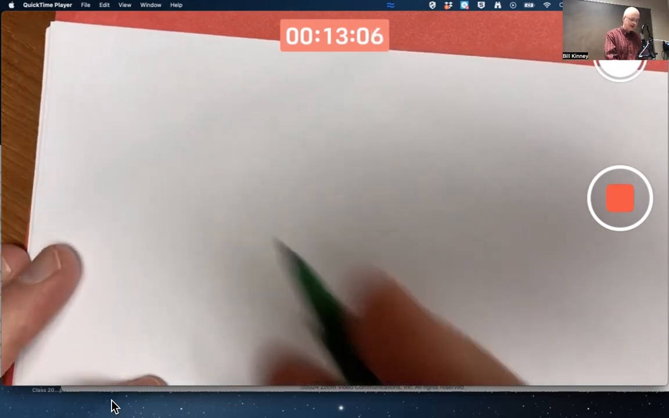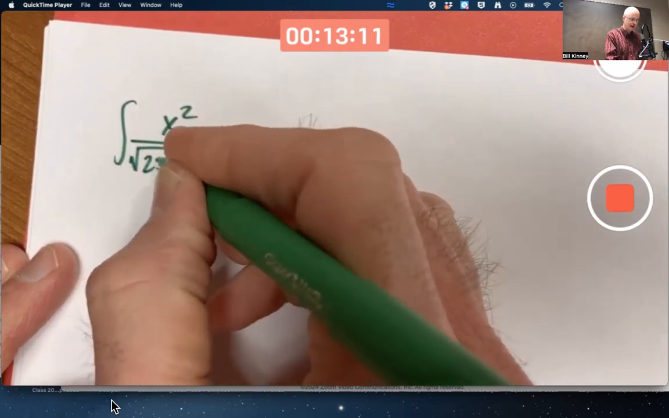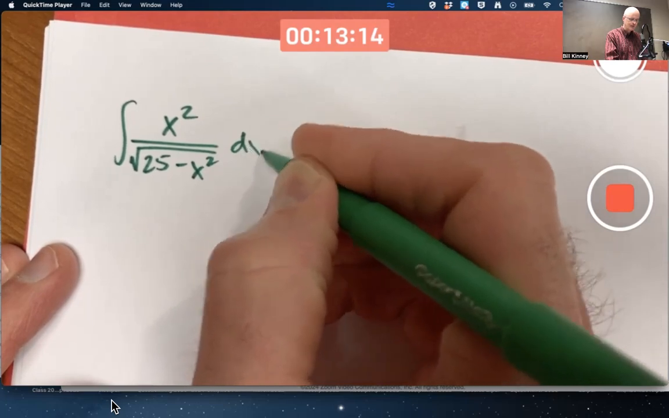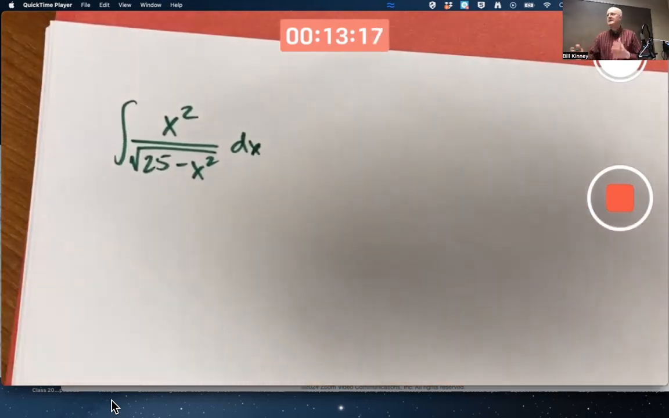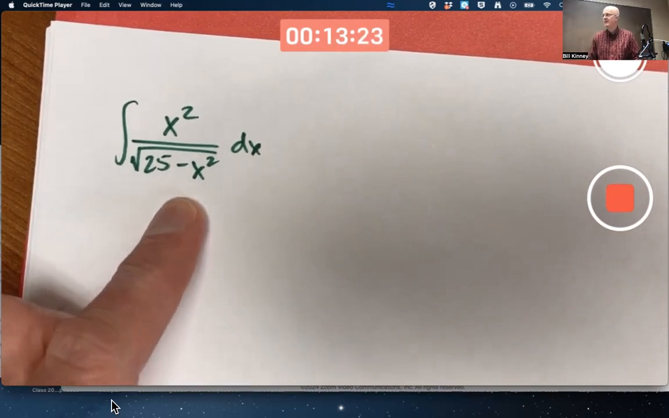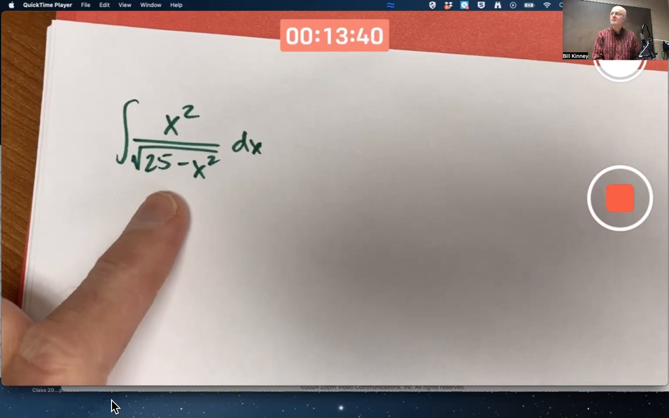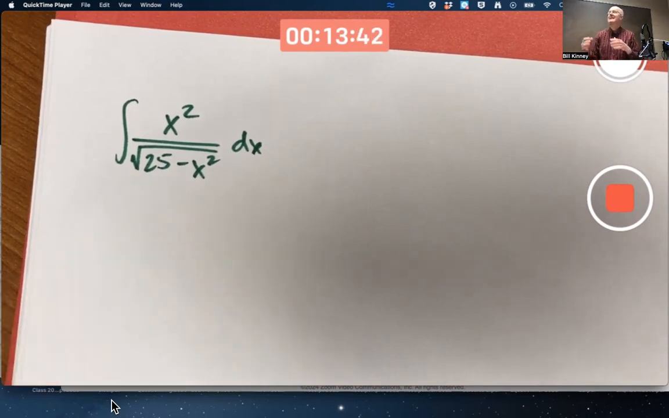Our first example today is to integrate x squared over square root of 25 minus x squared. Oftentimes when you have a square root of something squared plus or minus the variable squared, you want alarm bells to go off in your mind. That means you want to use trig substitution to help you do it, most likely. Not always. I mean, the first problem in the quiz was a memorized one.